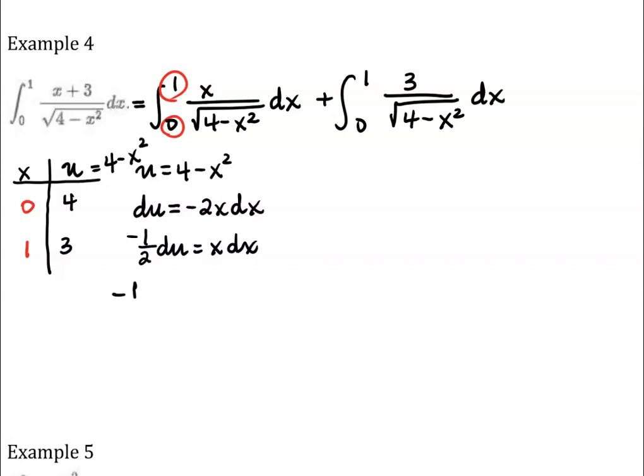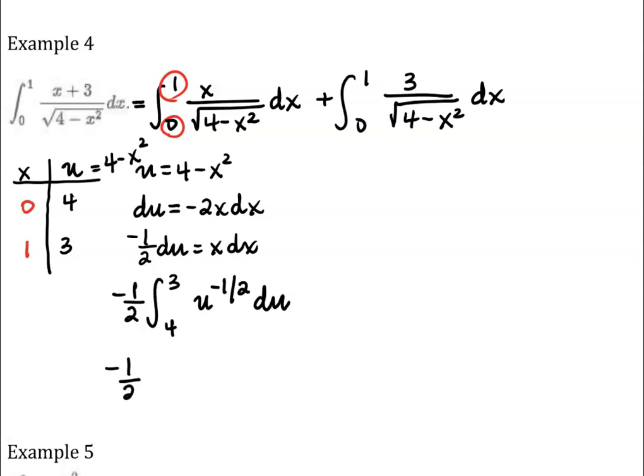So after substituting, my integral becomes negative 1/2 times the integral from 4 to 3. And make sure that you keep the order of your limits the same. So like 0 was the lower limit, and so 4 needs to be the lower limit. 1 was the old upper limit, so 3 needs to be the new upper limit. So I have the integral from 4 to 3 of du over the square root of u. So that's really u to the negative 1/2 du. Right, that was the 1 over the square root of u.